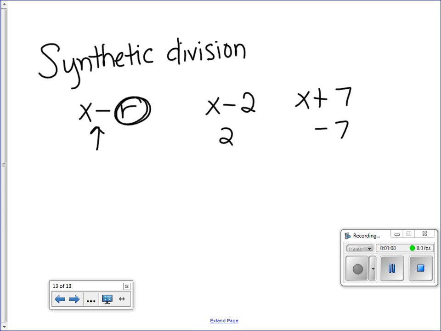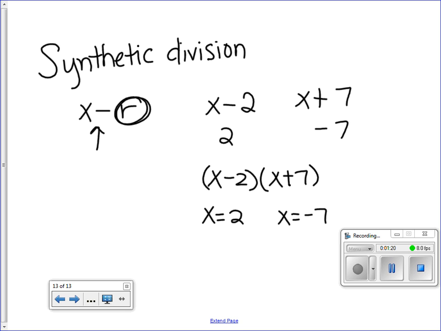Remember, if you factor something down to x minus 2, x plus 7, then x equals 2, x equals negative 7, right? Remember that? We did that. So that's the root. That's what you actually use. Opposite sign. It's whatever the root is, okay?